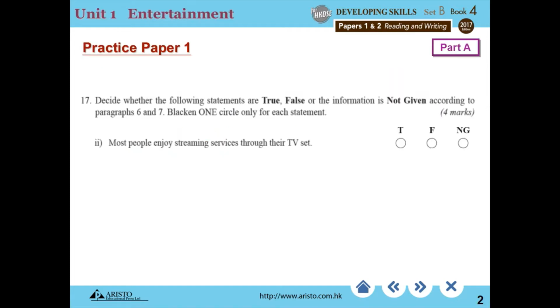The first question we want to look at is question 17, sub-question 2. This is a true, false, not given question, and the statement you need to judge is: most people enjoy streaming services through their TV set. Since the instruction specifies that the answer can be found in paragraphs 6 and 7, the first thing you should do when tackling the question is to take a closer look at those paragraphs.